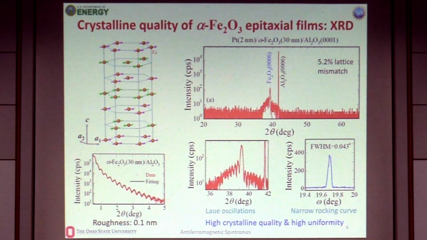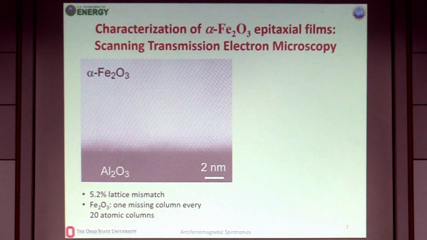This is the XR, X-ray reflectivity measurement. So from there you can confirm the thickness, but also a pretty smooth film and sharp interface of the order of 1 angstrom. So this is the STEM, or the scanning transmission electron microscopy. We have an excellent electron microscopy facility at Ohio State. So this is a cross-section view of hematite alpha phase iron oxide grown on aluminum oxide.